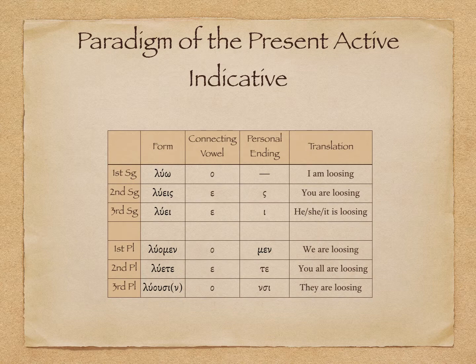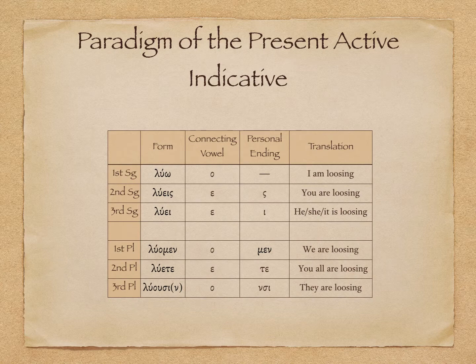Go to the second singular, lueis. The connecting vowel is epsilon because it's not mu or nu in the personal ending, it's a sigma. So lueis, you are loosing. Lue, he, she, or it is loosing or releasing, freeing. All those nuances can be a part of lu.